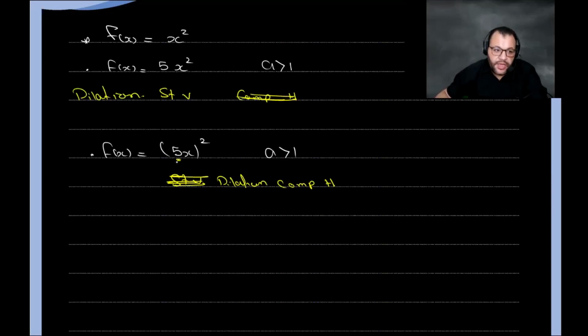That is the same. I multiply both of the functions by 5. But for the first one, because there is no bracket, it affects y, it will be stretched vertical. And the second one, because it's inside the bracket, it will be compressed horizontal.